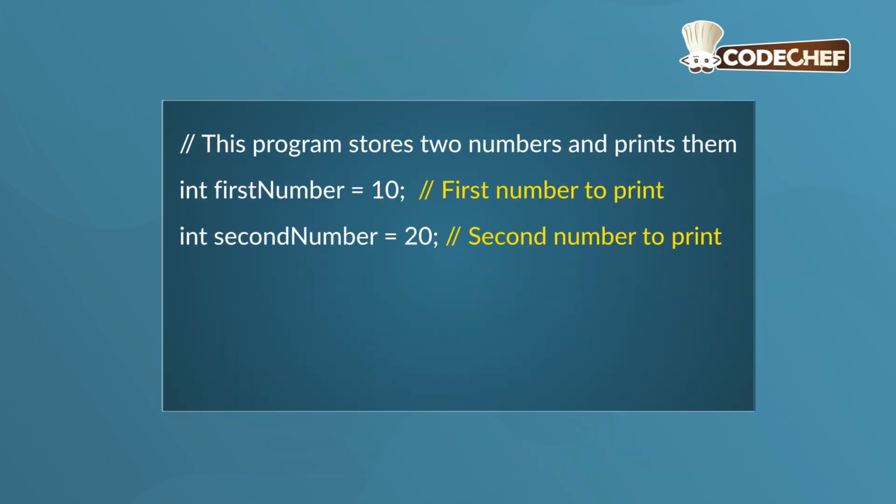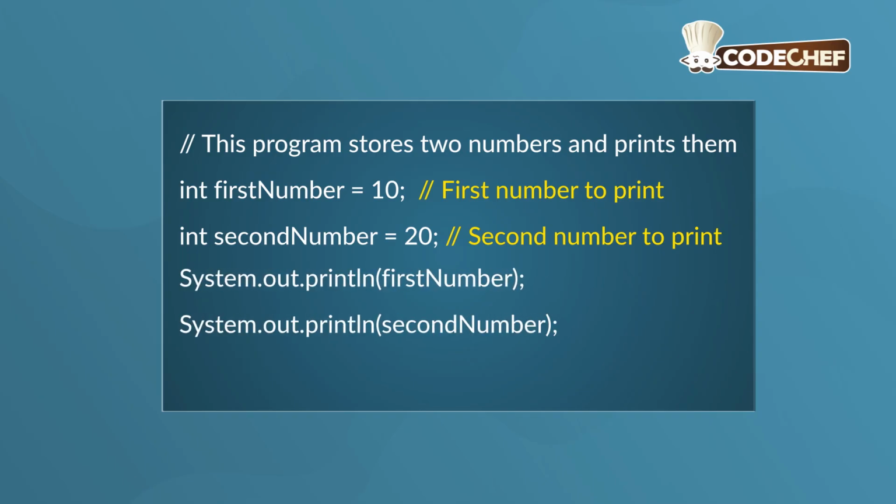Here's a simple Java example. The first two lines are comments that explain the purpose. The variable names firstNumber and secondNumber are descriptive. After compiling and running the program, the output will be 1020.